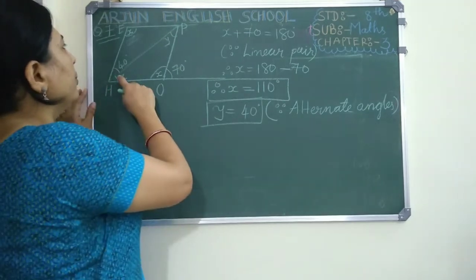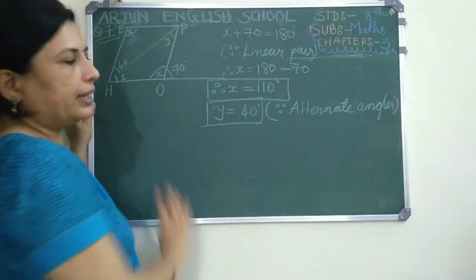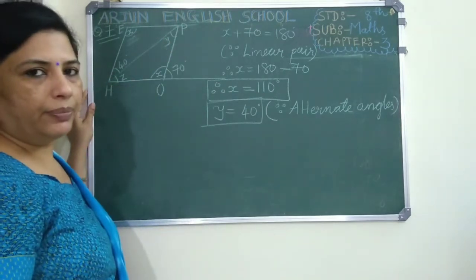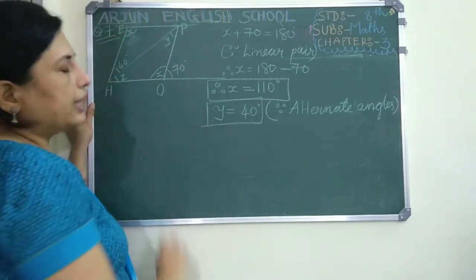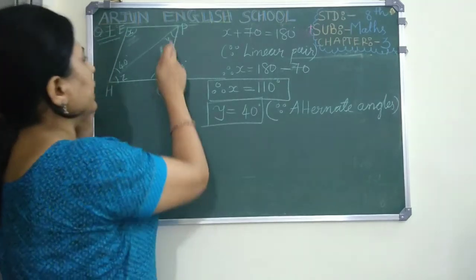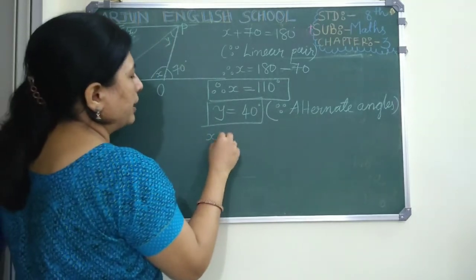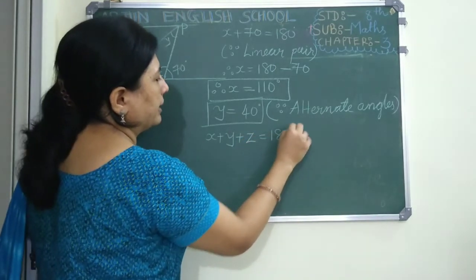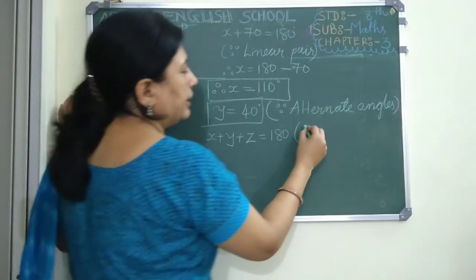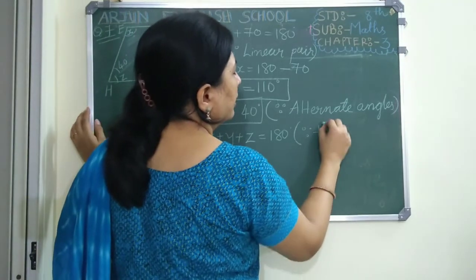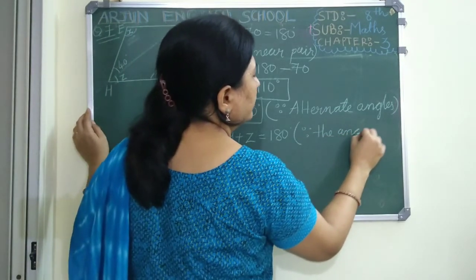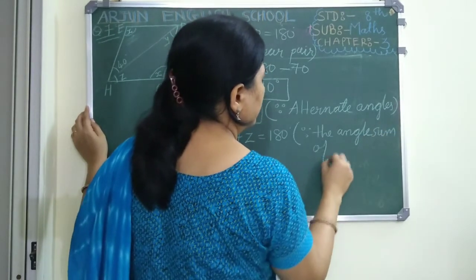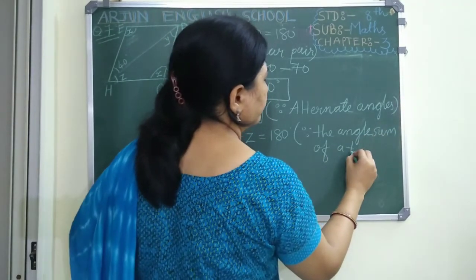Here now you may use the property of angle sum also. So, x plus y plus z is equal to 180. And you may use the adjacent angles also. I am using here triangle. So, x plus y plus z is equal to 180. And writing here the angle sum of a triangle.